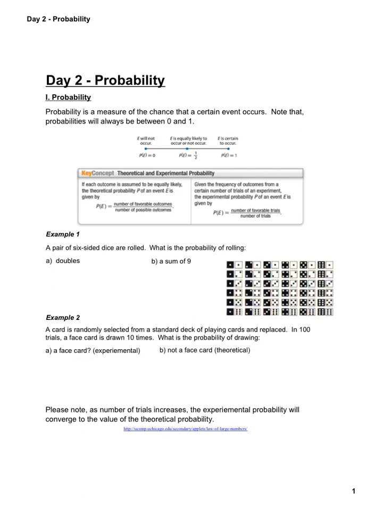All right, you guys, day 2 is all about probability. As you can see from this chart here, probability is always going to be a number between 0 and 1. If the event probability is 0, it will not occur. Obviously, if the probability is 1, the event is going to occur.